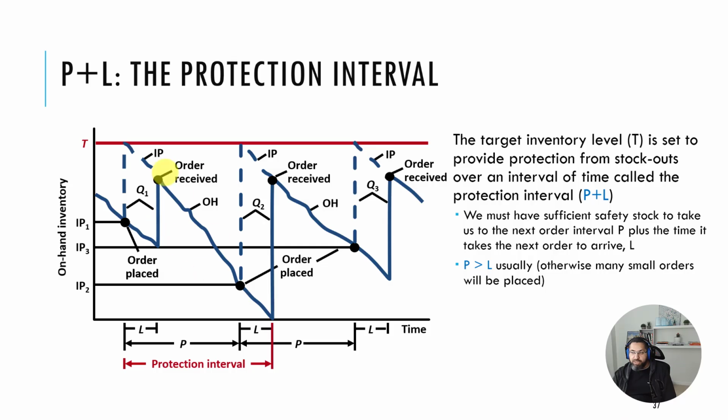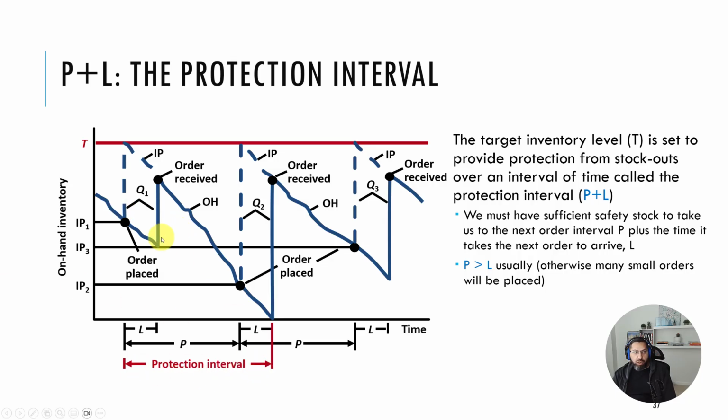So what that means is that the target level has to be high enough that whenever you place an order, because T minus IP determines the order, T determines how much inventory you're targeting. That target level must be high enough to protect me against demand variability over P plus L days, because whenever you place an order, if you make a mistake in that order, the correction happens after P plus L days. After P days, you place Q2, and then it arrives after L days. So the protection interval is P plus L days.